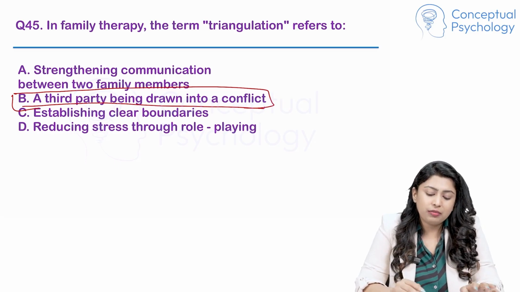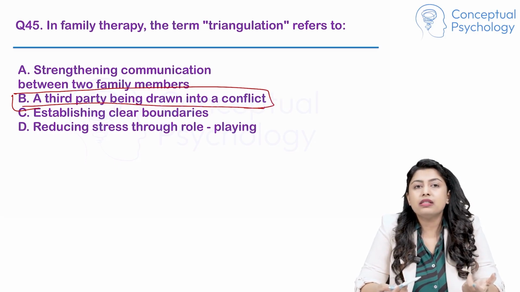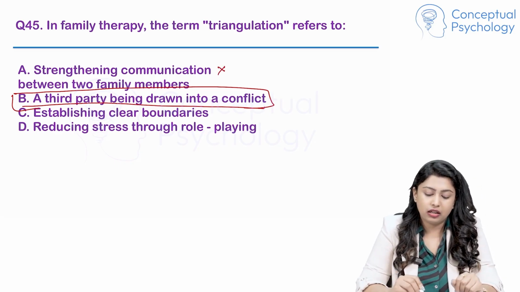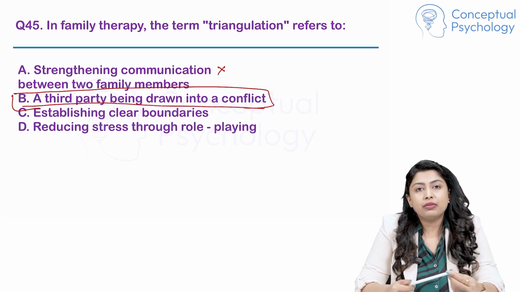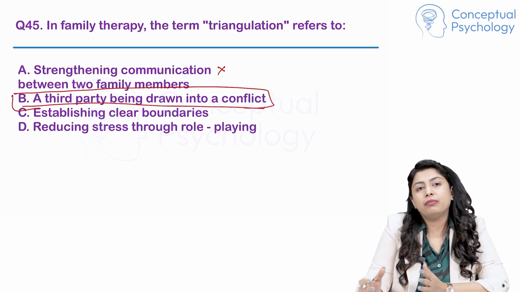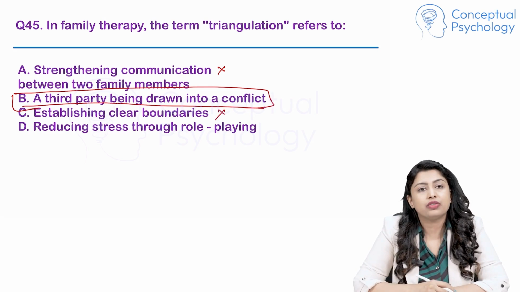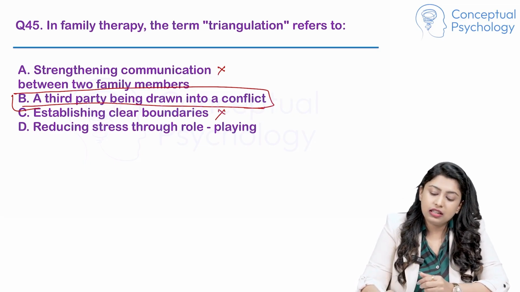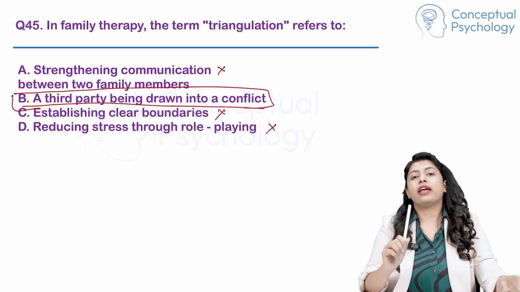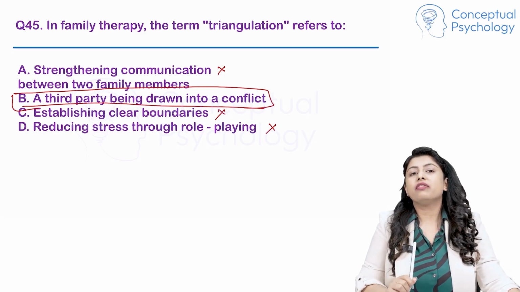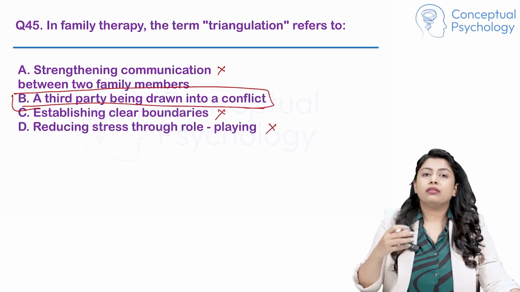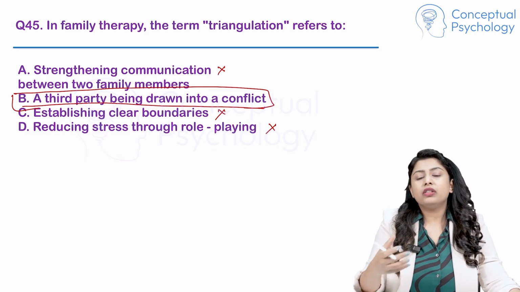Now, strengthening communication between two family members would be a therapeutic goal. This is not triangulation. Establishing clear boundaries is a healthy family process, not triangulation. Reducing stress through role playing is a therapeutic technique, not triangulation. So, triangulation is a dysfunctional family pattern where conflicts between two people inappropriately involve a third party.